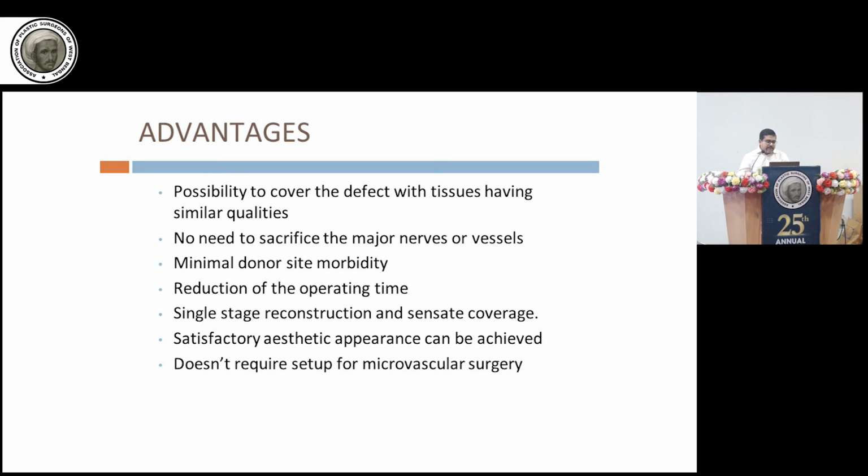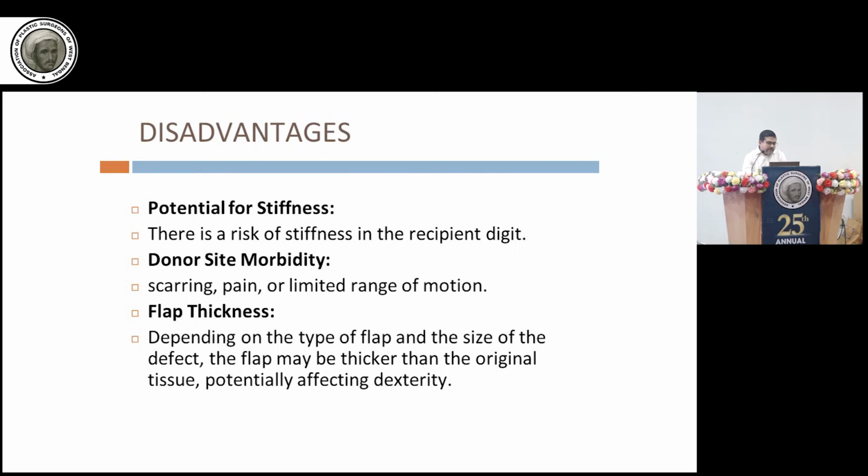Disadvantages: potential for stiffness, donor site morbidity in the form of scarring, pain and limited range of motion, flap thickness depending on the type of flap and size of the defect. The flap may be thicker than the original tissue, potentially affecting the dexterity of movement.